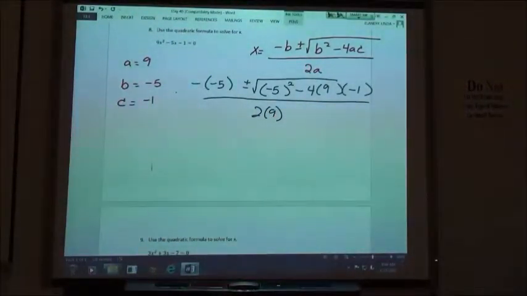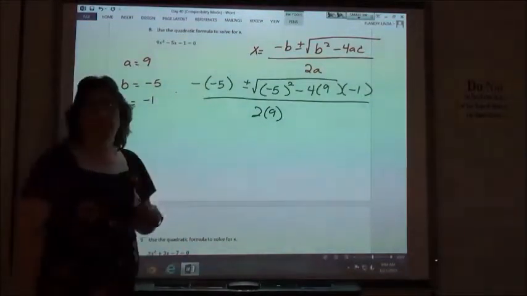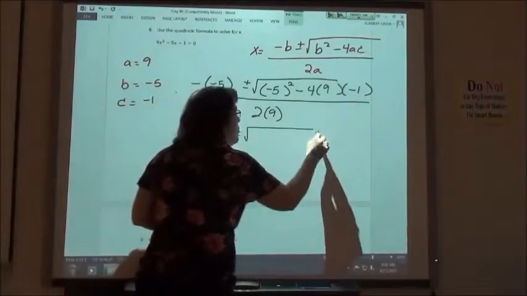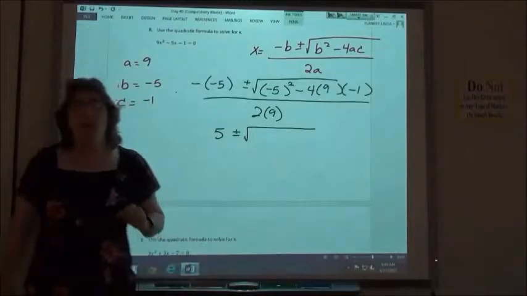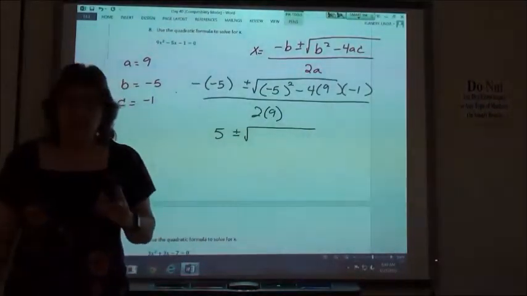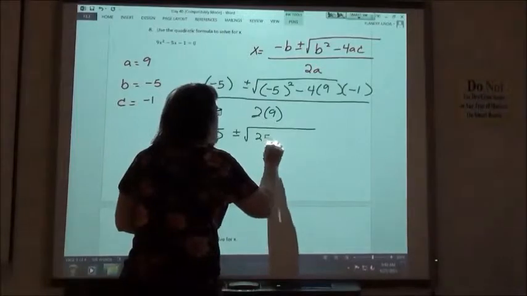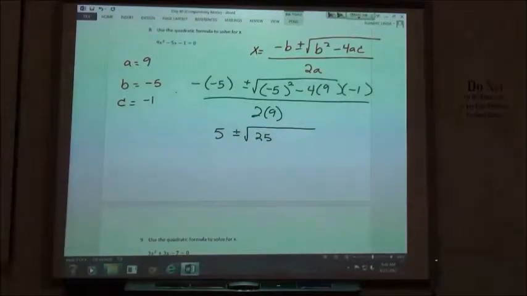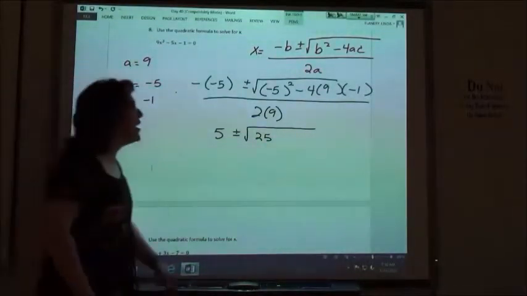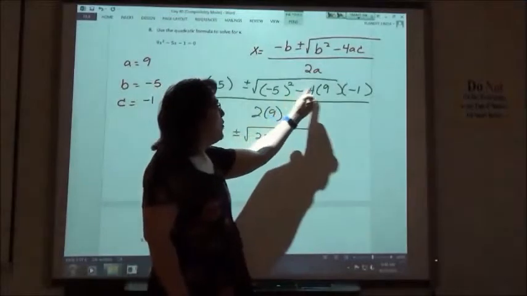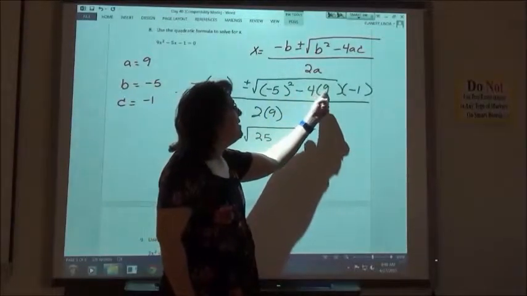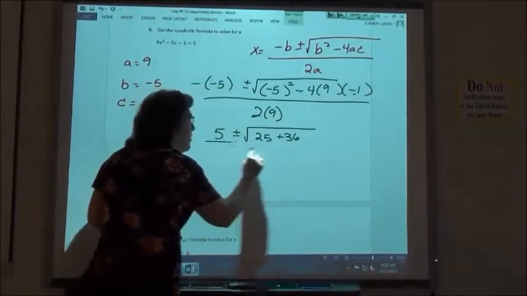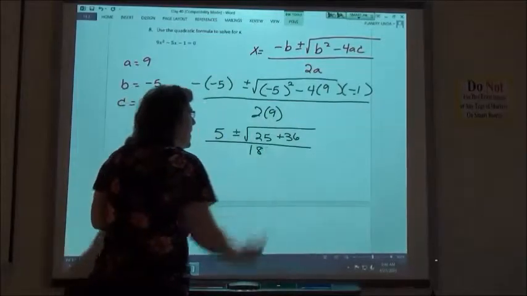Now I need to simplify. On this one, we have minus a negative 5. Minus a negative 5 would make that positive 5. Plus or minus the square root of a negative 5 squared. Negative 5 times negative 5 should be positive 25. If you put this in your calculator without the parentheses, you're going to get the wrong sign, so be sure you use the parentheses if you have to use your calculator. Negative 4 times 9 would be negative 36. A negative 36 times a negative 1 is going to be positive 36 then. Over 2 times 9, 18.